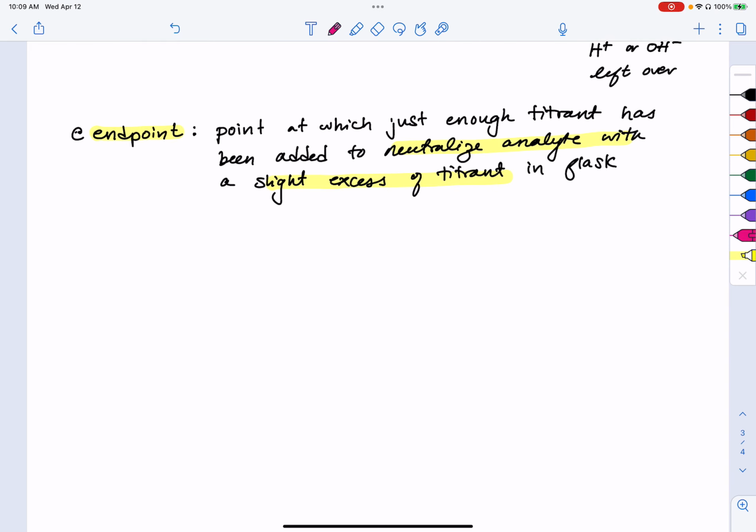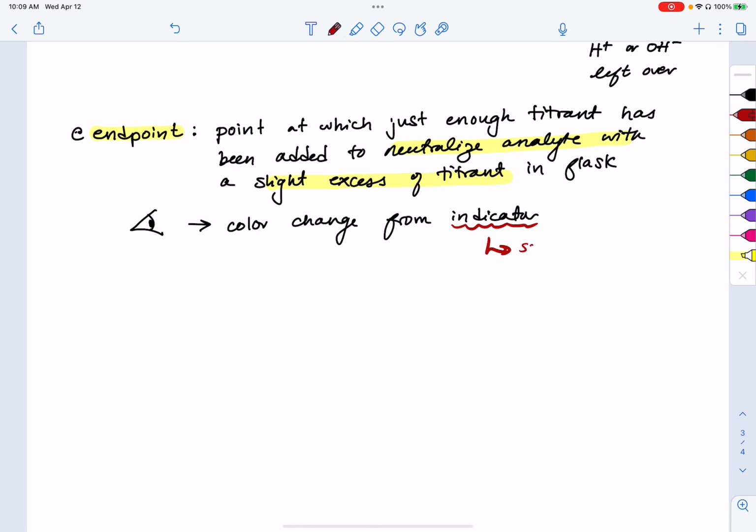And we witness this endpoint, so this is an eyeball looking at something, when we observe a color change as a result of an indicator, where an indicator itself is some acid or base, that is highly sensitive to the solution conditions, or pH, that it is present in.